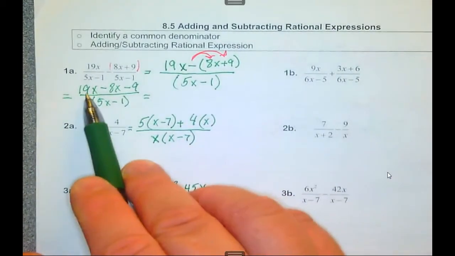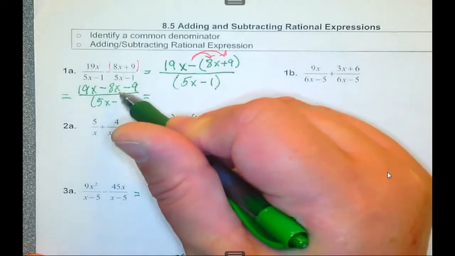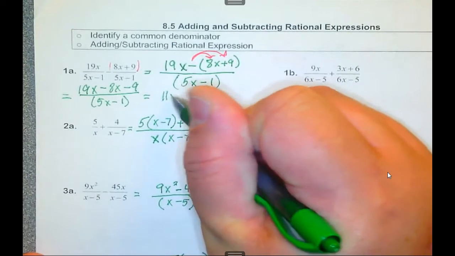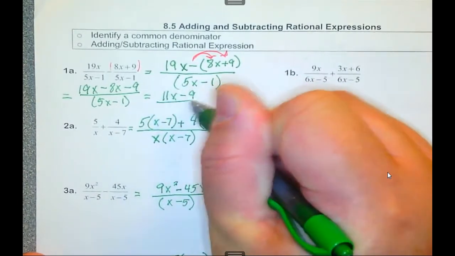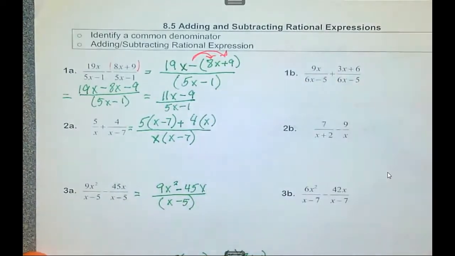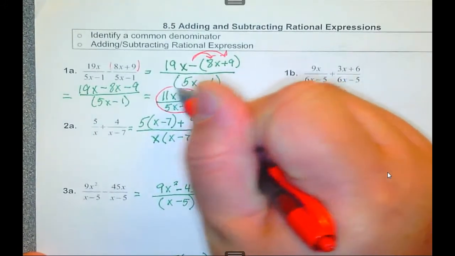Okay, so all I have to do is simplify my numerator. I get 19x minus 8x is 11x minus 9 all over 5x minus 1. I can't simplify this any further. It's my answer.